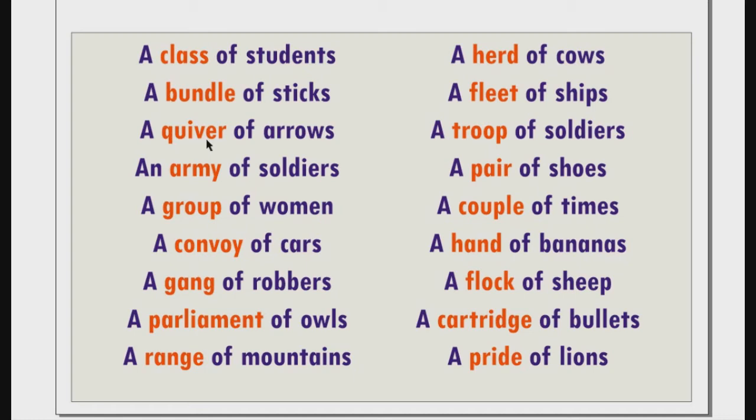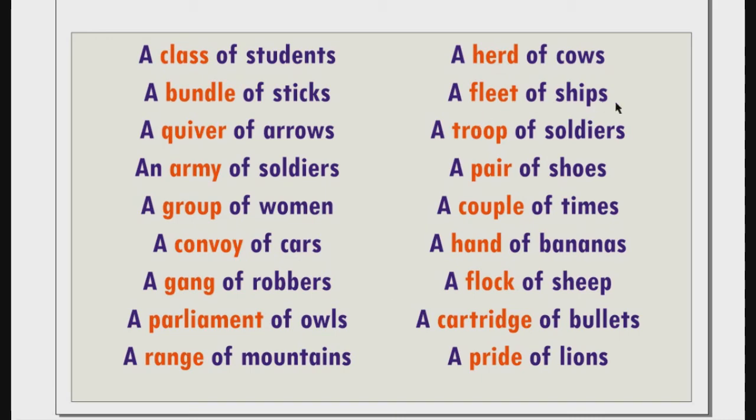an army of soldiers. When we say army, it is made up of all the soldiers in a particular country. So when we say US Army, we are talking about all the soldiers, the totality of all the soldiers in the country. A group of women, a convoy of cars. All these words are examples of collective nouns.